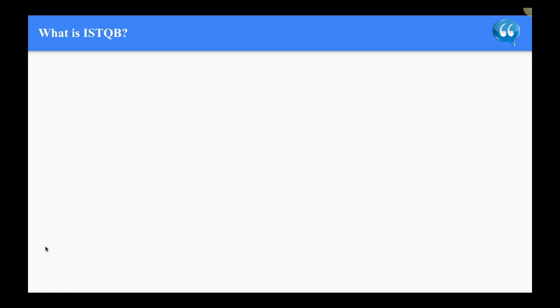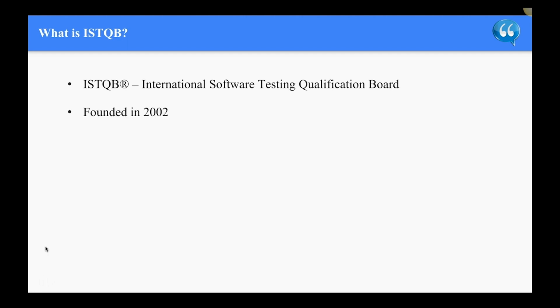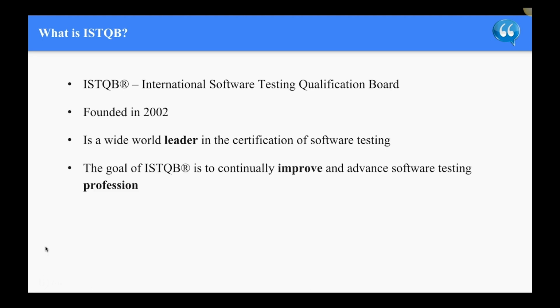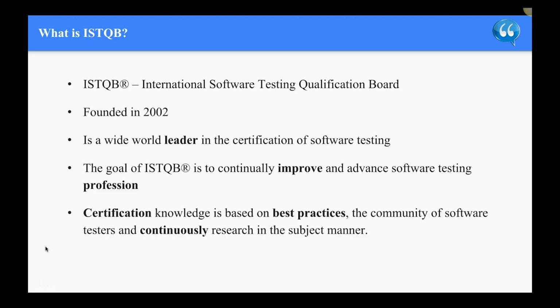What is ISTQB? ISTQB stands for International Software Testing Qualification Board. Founded in 2002, it is a world leader in the certification of software testing. The goal of ISTQB is to continually improve and advance the software testing profession. Certification knowledge is based on best practices, the community of software testers, and continuous research of the subject matter.